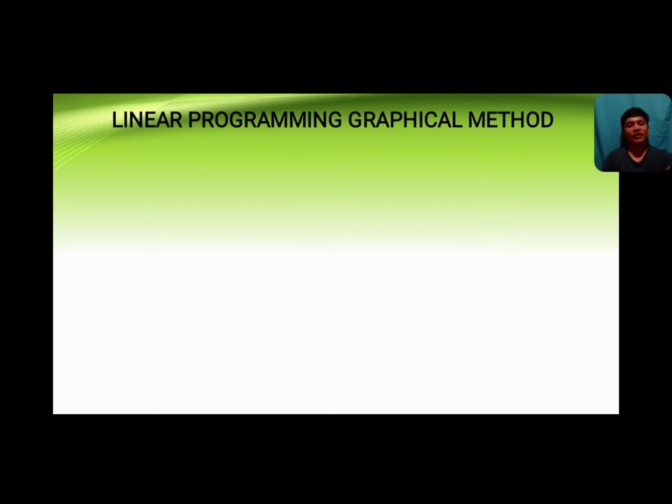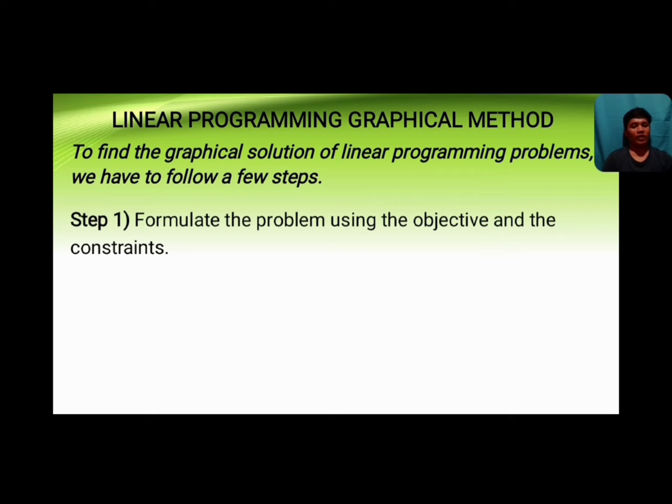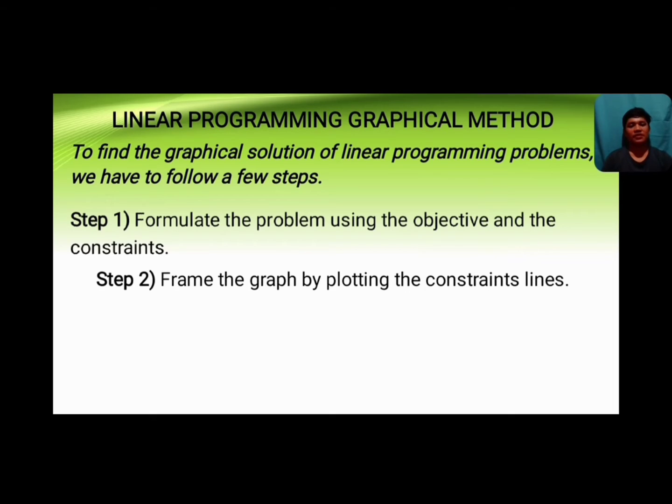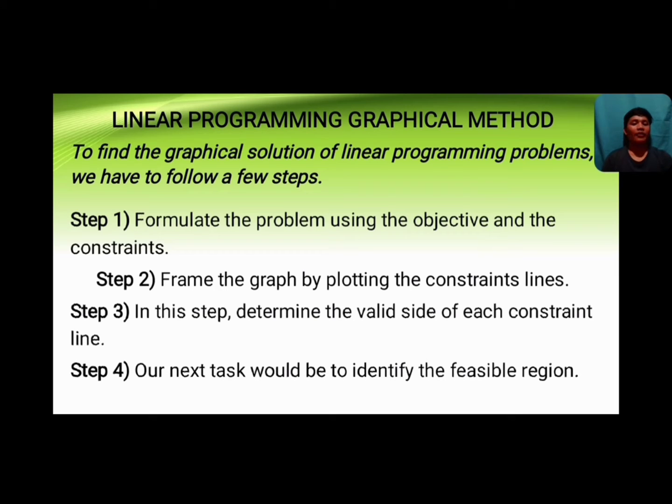So, the linear programming graphical method. To find the graphical solution of linear programming problems, we have to follow a few steps. We have 7 steps to follow in order to answer linear programming problems. Step 1. Formulate the problem using the objective and the constraints. Step 2. Frame the graph by plotting the constraint lines. Step 3. Determine the valid side of each constraint line. Step 4. Our next task would be to identify the feasible region.